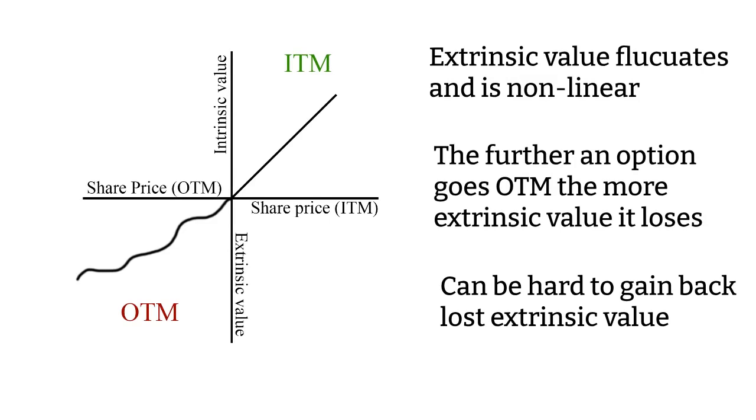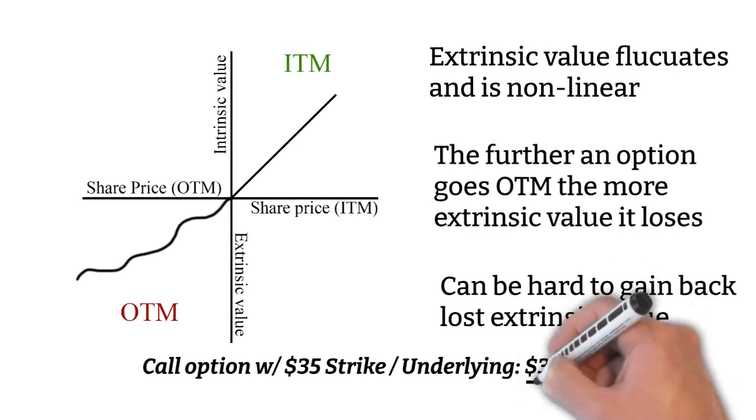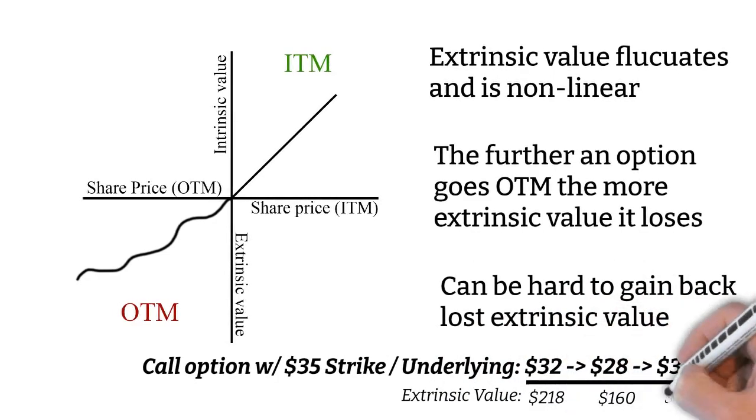Because, as I said earlier, the extrinsic value is only composed of what people think that option is worth. So if you're trading at, let's say, $32 and it goes down to $28, you're going to lose a bunch of extrinsic value because people now see that option as less desirable because it's going to be harder for it to get back to its strike price. Even if it were to go back up to $32, you probably would not gain back all of the extrinsic value that you lost.